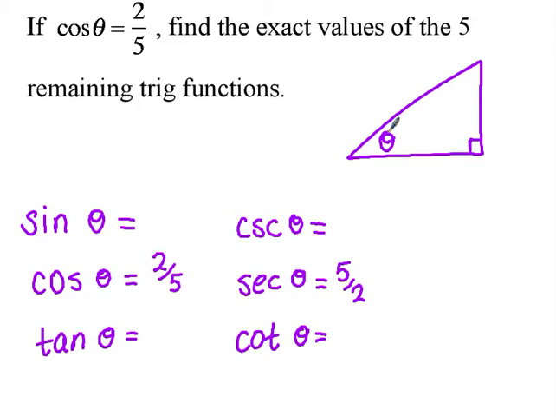I know that cosine is what side over what side? Adjacent over hypotenuse. Okay, so one of these I know right away. I know that this one's 5 because that's the side opposite the right angle. Which of the remaining ones, the vertical or the horizontal, is the 2? The horizontal because that's adjacent. So now we got to find the missing side.